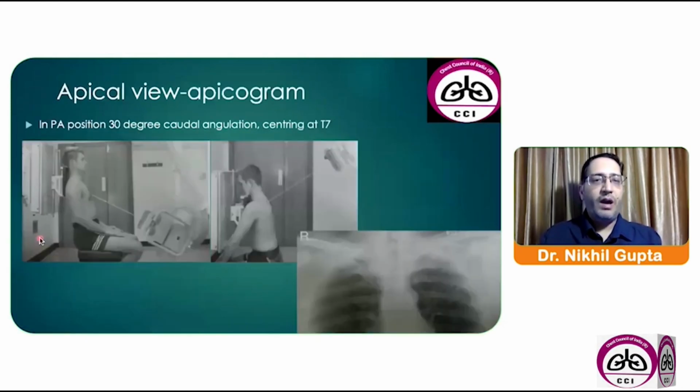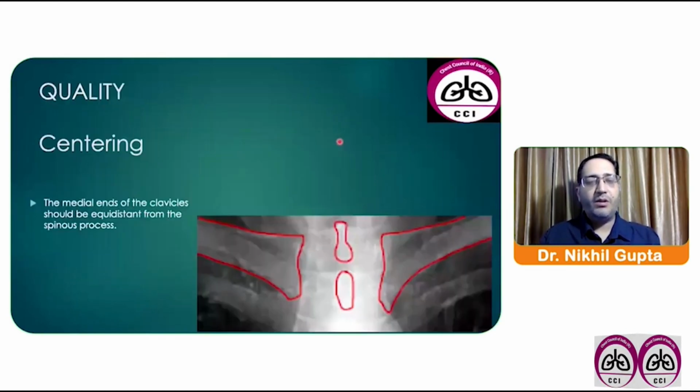Coming to apical view, or epigram, it is used to see the lung apices, and in PA position, it is 30 degree caudal angulation and centering at the D7 vertebral body. The quality of the X-ray film can be determined by the following methods.